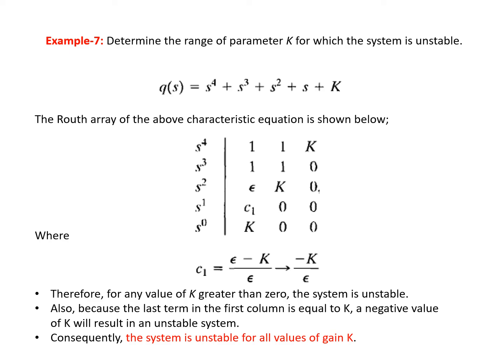An example for the same procedure is shown here, wherein again I have a 0 value which is replaced with epsilon, and we have evaluated the two values, that is c1 and k, and you can observe that c1 is negative. So here also there are two sign changes, and the system is said to be unstable.